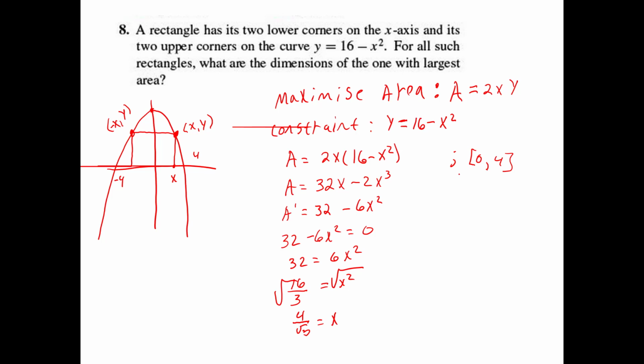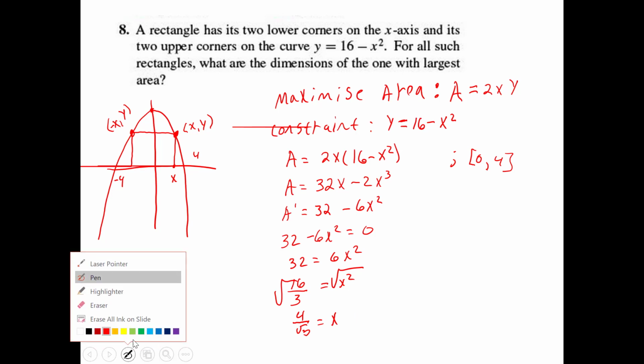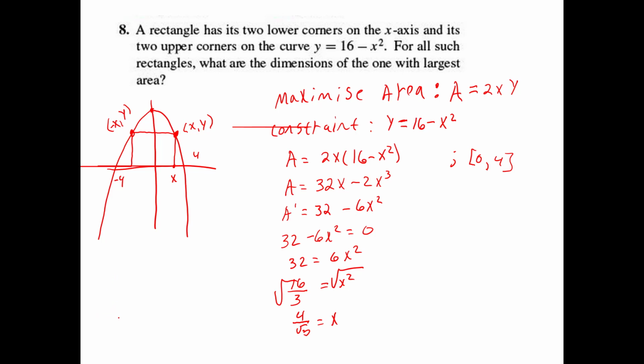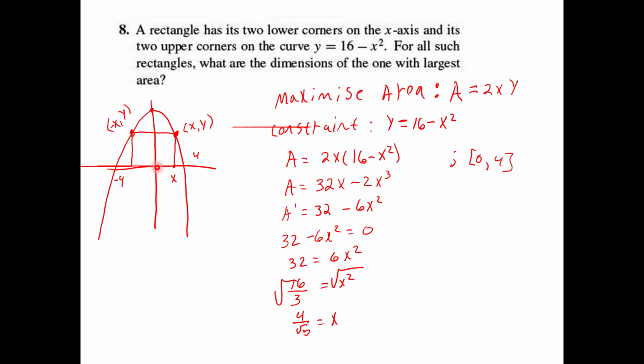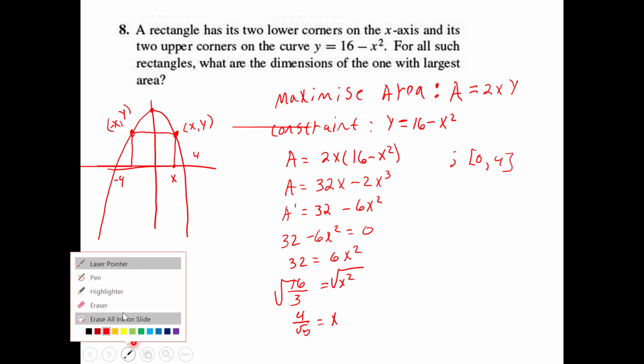Next, we want to make sure we answer the question: what are the dimensions of the one with the largest area? So we just figured out the x value, right? We didn't figure out the dimension. So make sure that you answer the question. All you figured out is how far you go to the right, and the answer is 4 over the square root of 3. But we want to know how long it is along here, and that is twice the x.